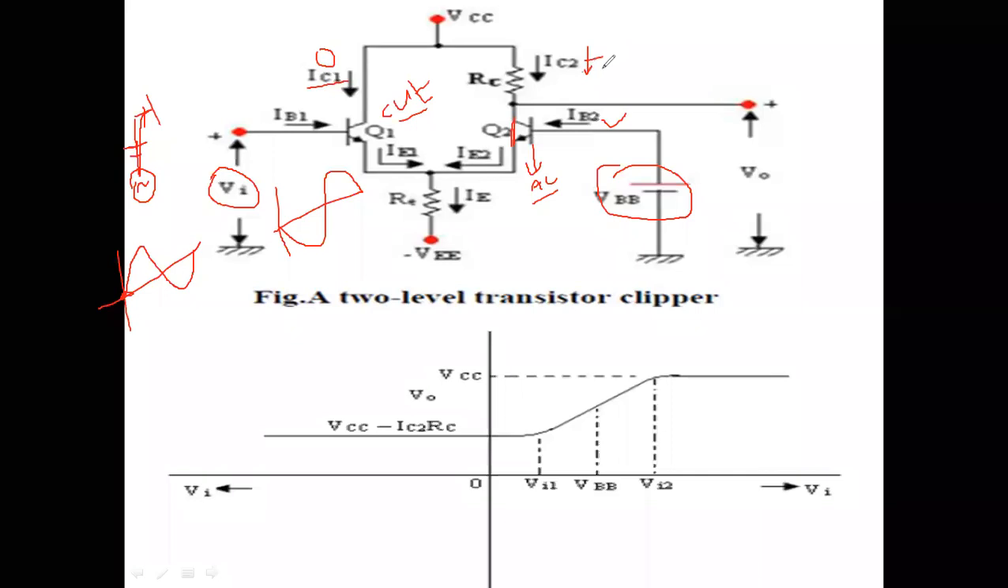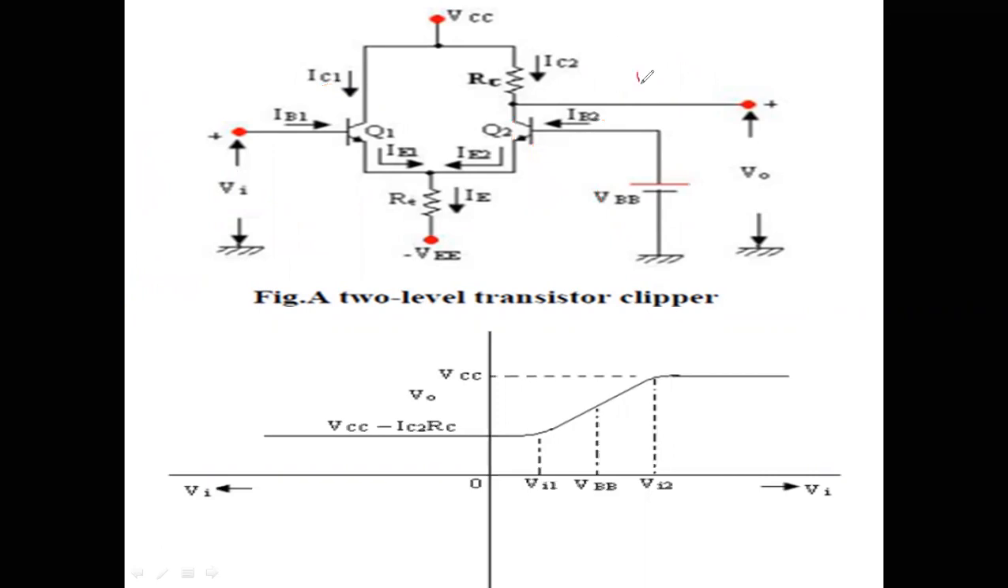Therefore, IE is the current entering at this point. IB current is entering to this point, and similarly IC current is also entering. Therefore, we can write IE equal to IB plus IC, where IB will be in microamperes and IC will be in milliamperes. Therefore, for simplicity, we can neglect IB, because it is a small current.